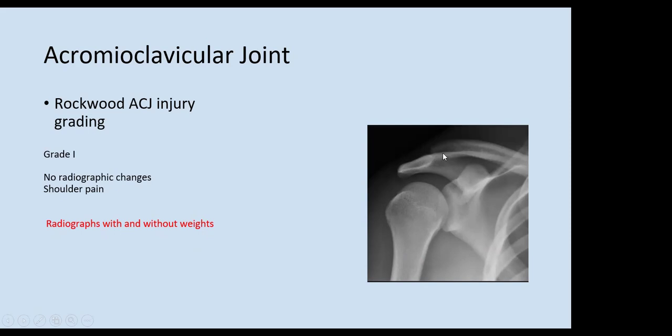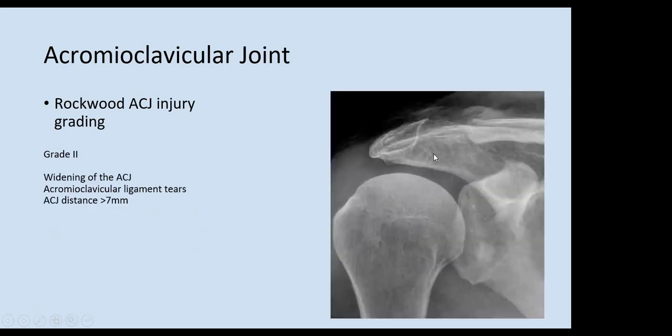If there is no widening of the ACJ, we call it type 1. If there is widening of the ACJ, we call it type 2. And this is type 2 ACJ injury. We see widening of the ACJ, which is normally up to 7 millimeters. If it is more than 7 millimeters, we call it type 2 ACJ injury.